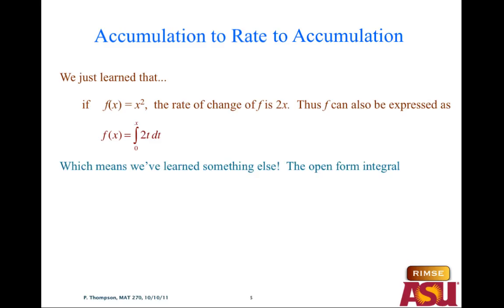Okay, so this is the key. By finding that the rate of change of x squared was 2x, we not only found that rate of change, but we also found out that when the rate of change is 2x, we have the closed form of that accumulation function. Before we could only express this as an integral and couldn't go any further, but now we have the closed form of f, which is what? It's x squared.